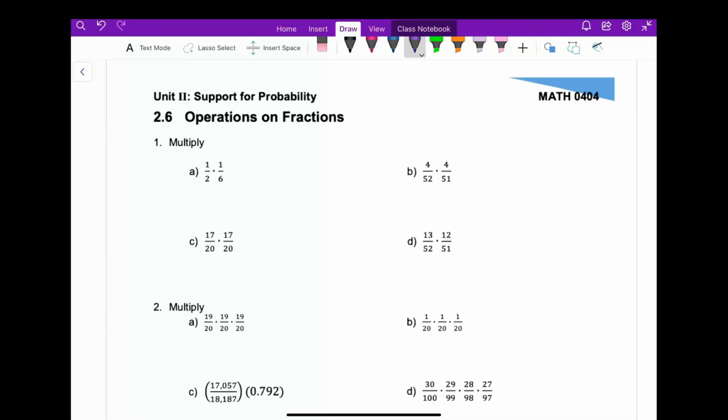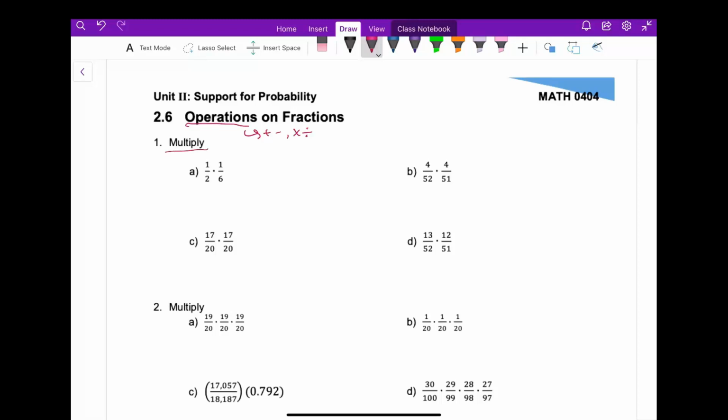Section 2.6, Operations on Fractions. Operations: adding, subtracting, multiplying, and dividing. In this section, we've seen it previously, but we're just emphasizing our operations. So the first one we're going to have is to multiply.